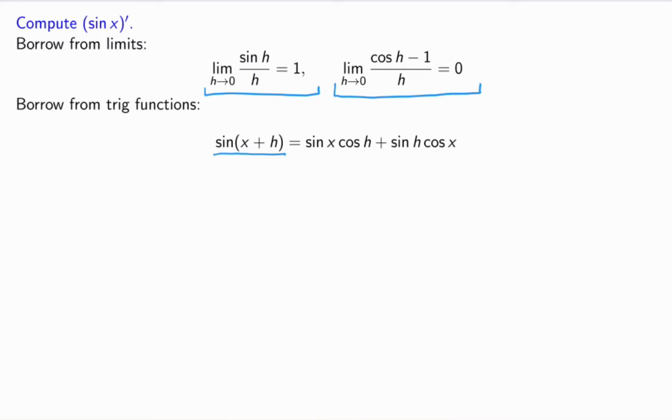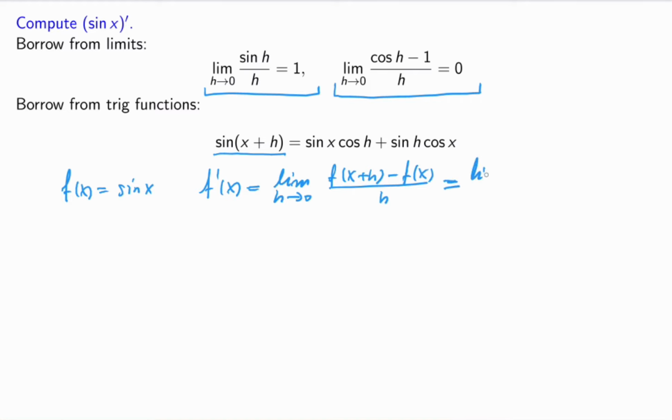And then we can start to compute. So if f of x is sine x, then f prime of x is of course the limit as h goes to 0 of f of x plus h minus f of x divided by h. Usual thing. So then this is equal to the limit of sine of x plus h minus sine of x divided by h. Now for the sine of x plus h, I use the addition formula which I just mentioned before. So then this equals the limit as h goes to 0.